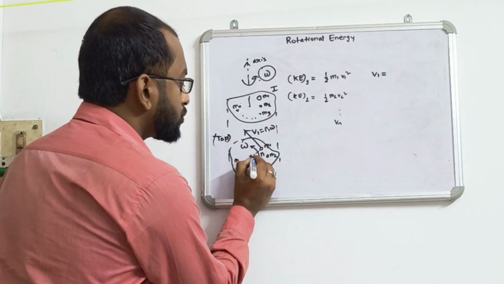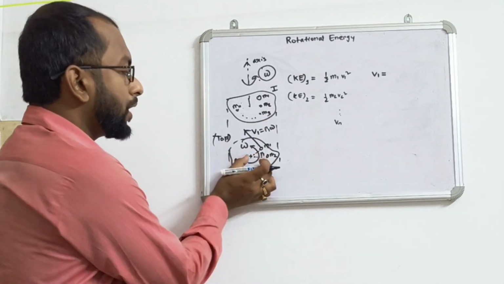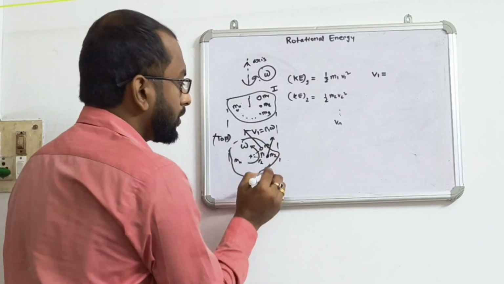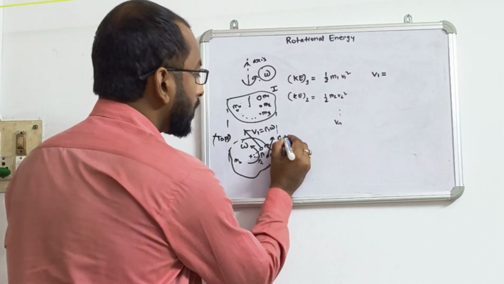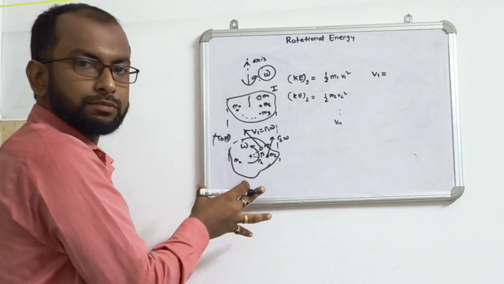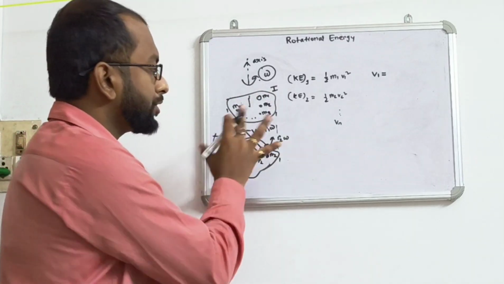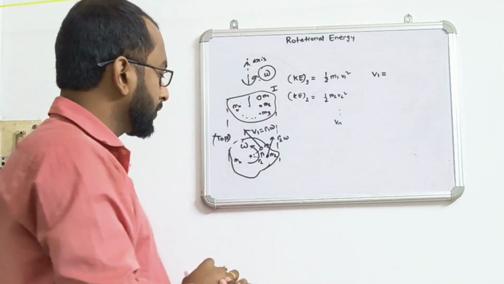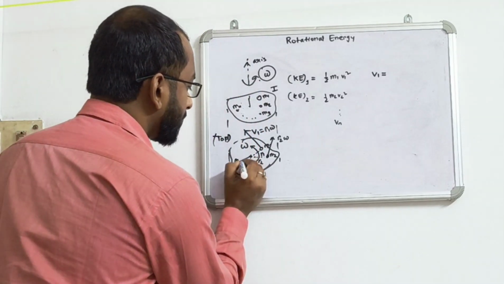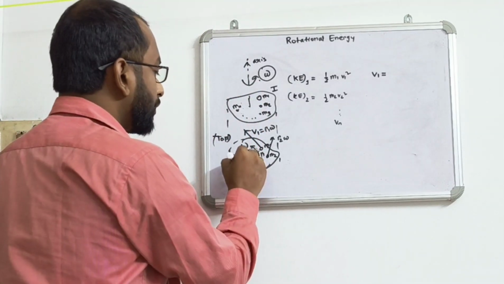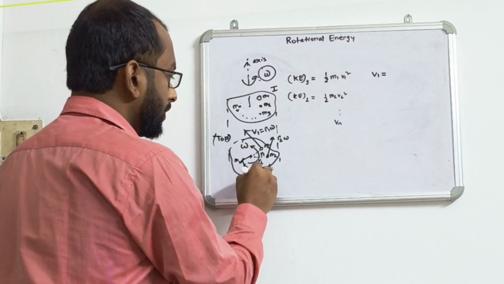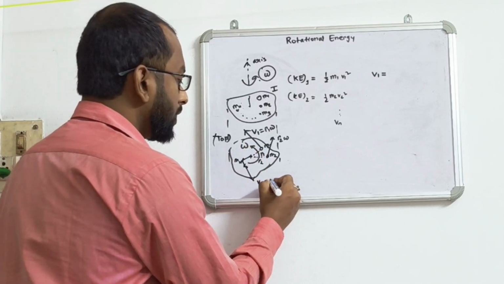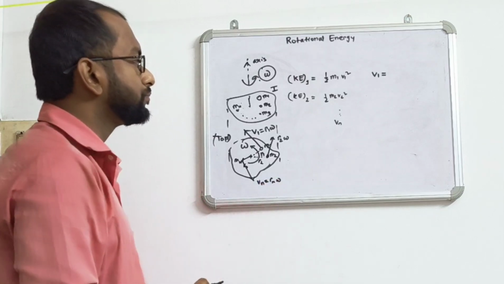Velocity for m2 will be perpendicular to the distance vector r2, but the velocity magnitude will be r2 into omega. For all these small masses, the angular velocity is going to be the same because they are all rotating with respect to this axis. So for mn, if the distance is rn, it is rotating with vn velocity. So vn will be rn into omega.